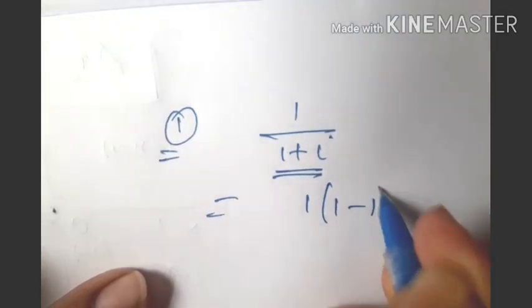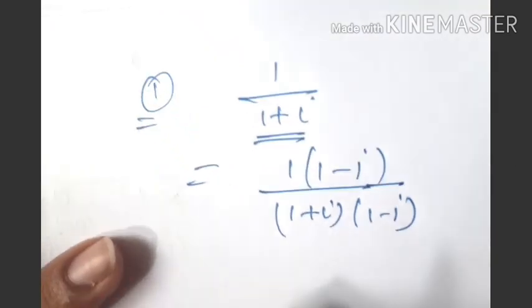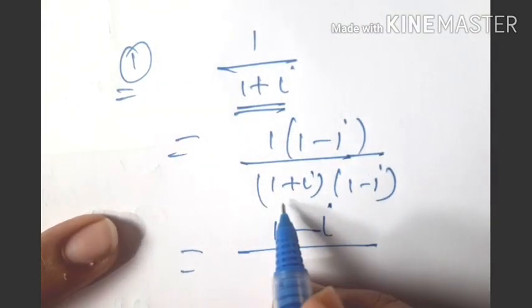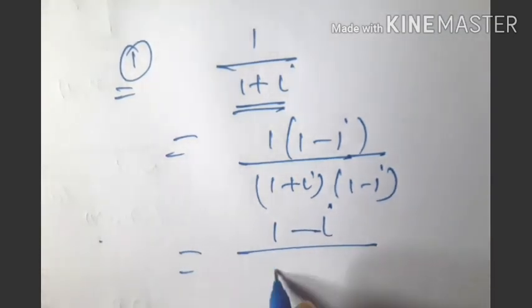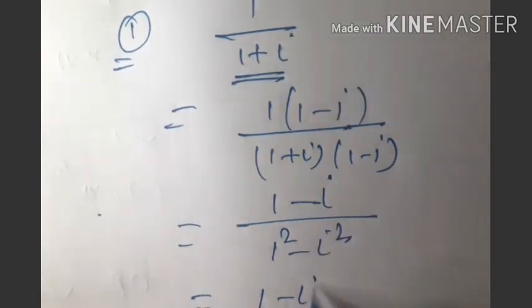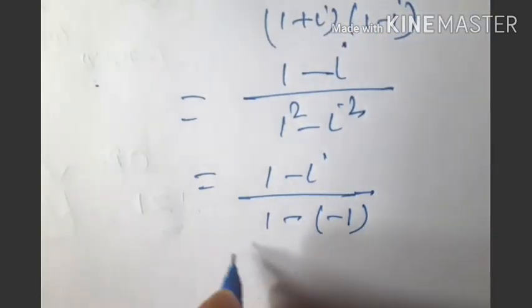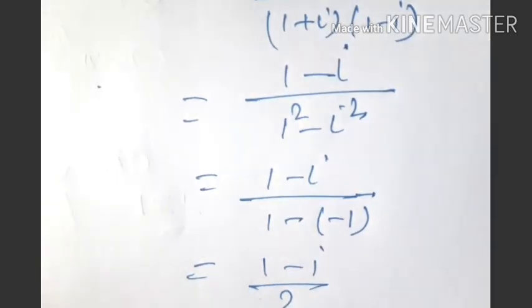So that is 1 into 1 minus i by 1 plus i into 1 minus i. Now if you multiply this, the numerator will be 1 minus i, and the denominator, 1 plus i into 1 minus i, can be treated in the form of a plus b into a minus b. So I have written the formula directly: 1 square minus i square. 1 square means 1, i square means minus 1, so that is 1 minus i by 2. If you divide it, we get half minus i by 2.